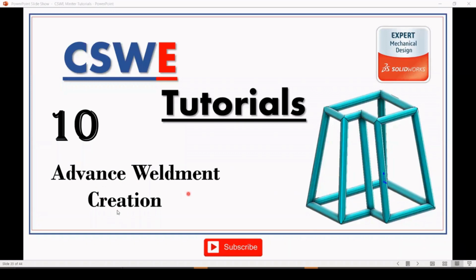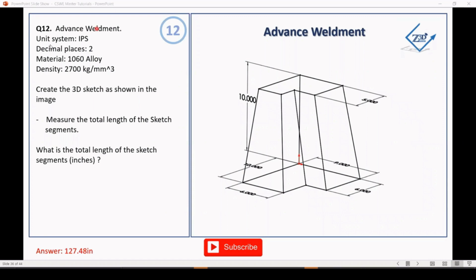You have to play with the logic. So here the dimensions are given. The material is alloy 1060. First we have to create the 3D sketch as shown in the dimensions. So we have to know how to create the 3D sketch in SolidWorks.